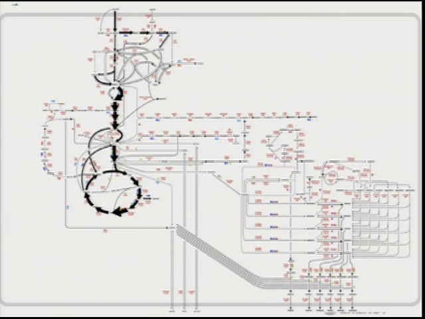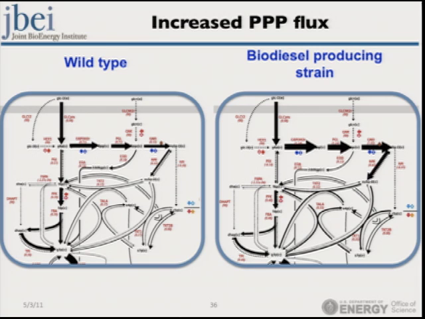Let me concentrate first on the pentose phosphate pathway over here. You will see here on the left, these are fluxes for the wild type and the biodiesel producing strain. The fluxes are represented by the width of the arrow. They are the number of molecules per second through each of the reactions, normalized to the glucose input, so the entrance of glucose will always be 1.